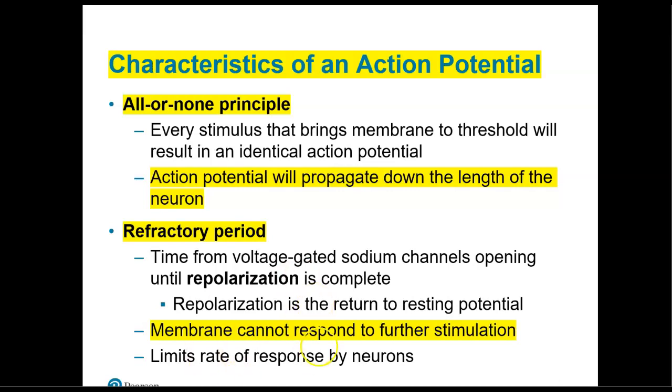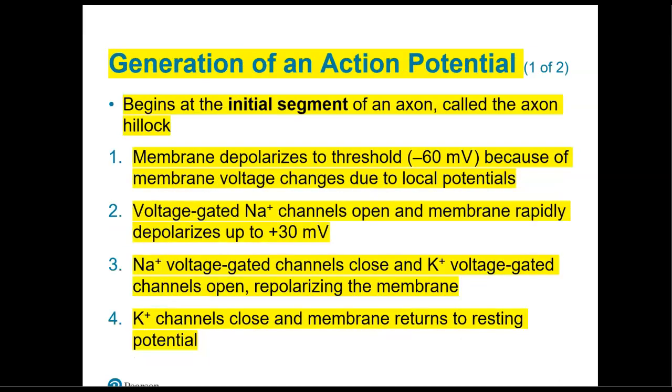The refractory period is the time period when the membrane can't respond to further stimulation. It happens from the time that the sodium channels begin opening until repolarization is complete, which is the return to resting potential. So there's a certain time period after an action potential begins that you can't generate another one. That's the refractory period.